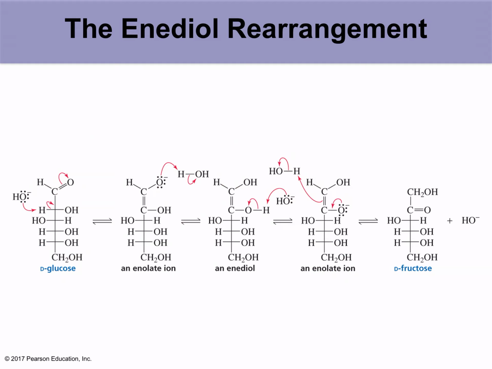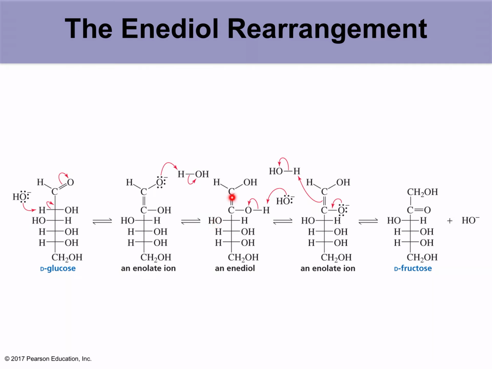Enediol rearrangement. Now you can see here how a glucose, which is an aldose, can become a ketose through this mechanism. Enediol rearrangement. So D-glucose, and this also happens in the presence of a base. So the most acidic hydrogen, the base takes this and forms the enolate anion. Once the enolate anion forms, this enolate can grab a hydrogen from a water molecule and become an enediol. Do you see that? That's an enediol.